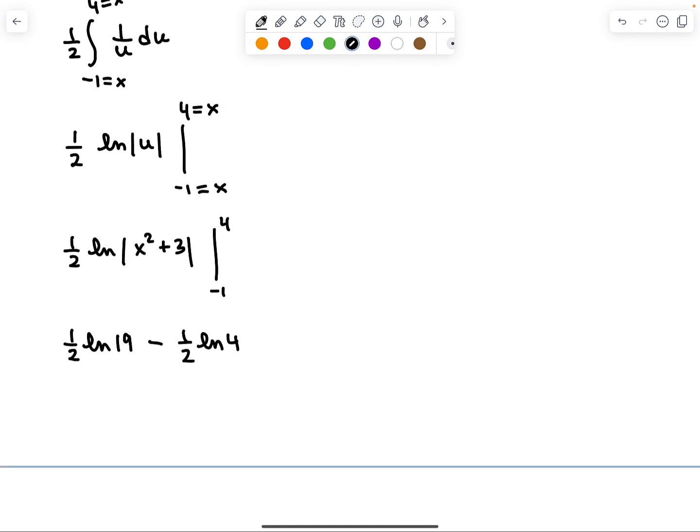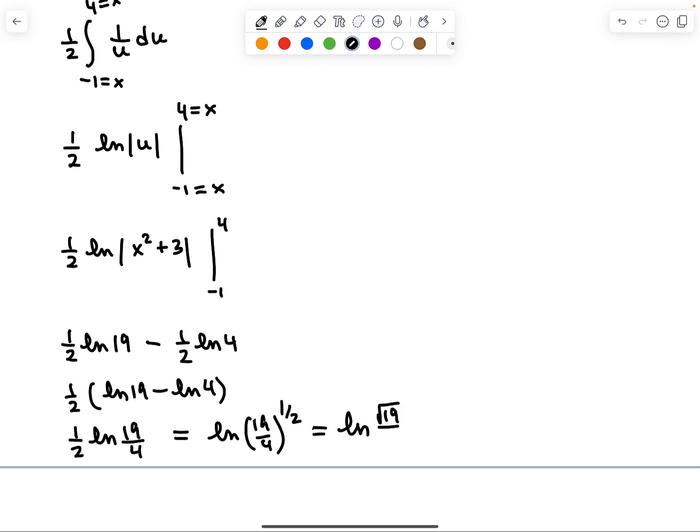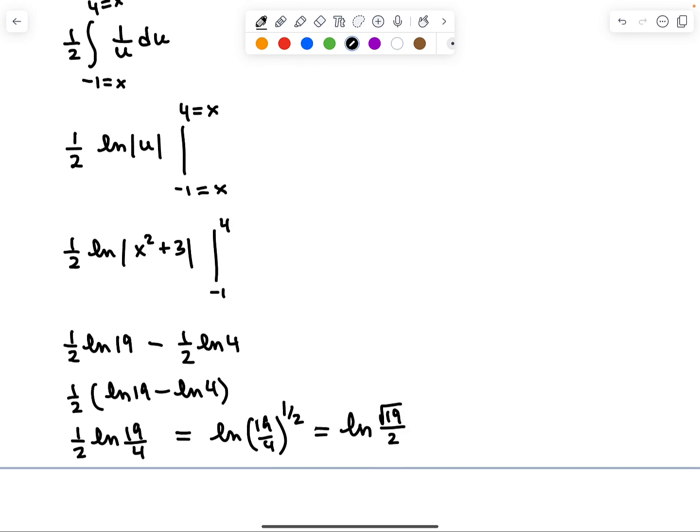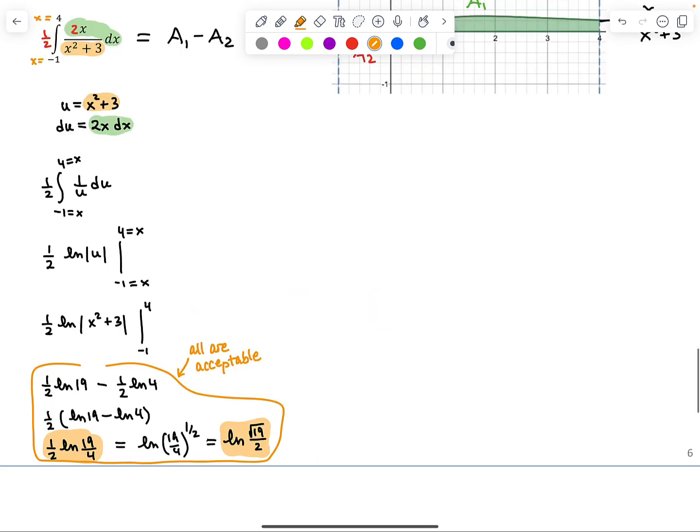But I could do a little bit of log manipulation. I could factor out the 1/2. Then recall the property that if you subtract 2 logs, you can divide their arguments. So I could write my answer this way. And then I can move that 1/2 as a power on the argument using another log property. And a 1/2 power means a square root. So I get square root of 19 over square root of 4, which is just 2. So here's another way to write your answer. And all of them are acceptable. My personal favorite here is either this one or this one. But they're all equal to each other.